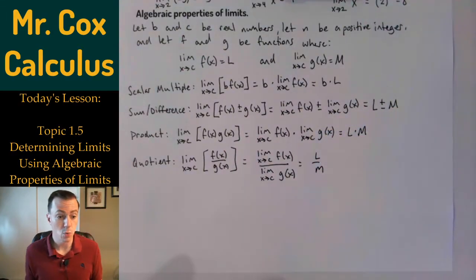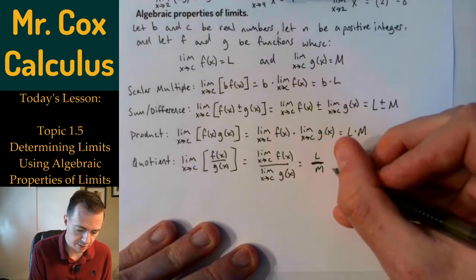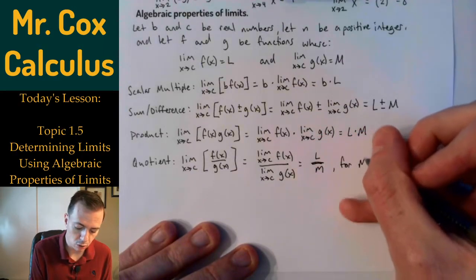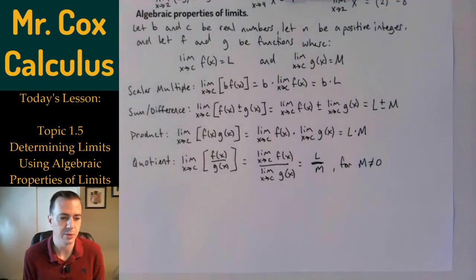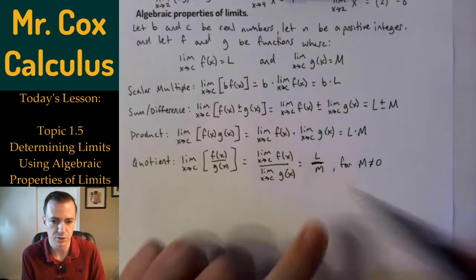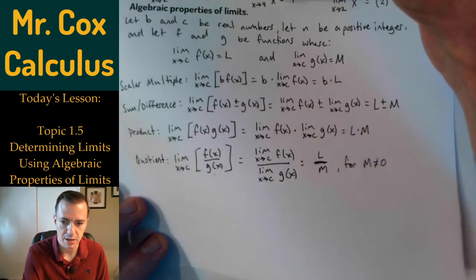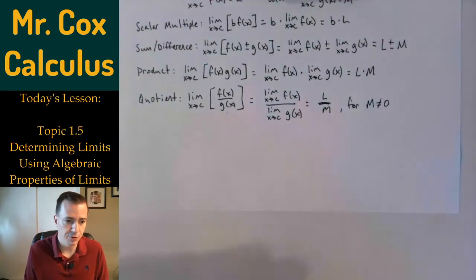And of course, whenever we talk about a quotient, we should really make sure that we say that that's going to be true so long as M is not equal to 0. If M is equal to 0, then we're going to have an issue where that limit probably is going to be undefined and would not exist. So make sure that the value for M doesn't end up equaling 0. All right, those are 4 of the properties.